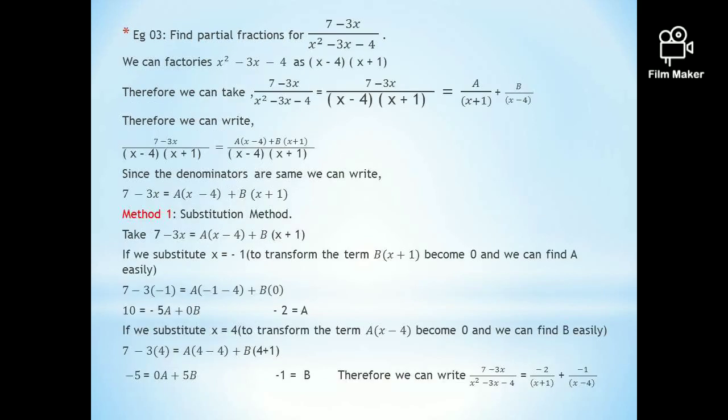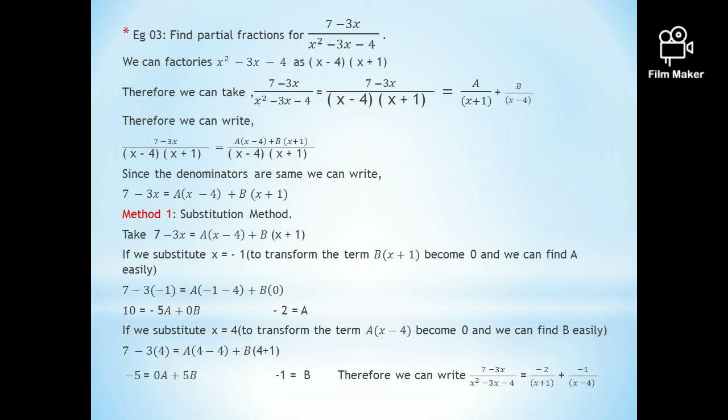Our next problem is to find the partial fraction for (7 - 3x) over (x squared - 3x - 4). Here the denominator is just a quadratic expression. Therefore, as a first step, we need to factorize it. So you can factorize x squared - 3x - 4 as (x - 4) into (x + 1). If you feel this factorization is hard, you can refer to the factorization chapters in these videos.